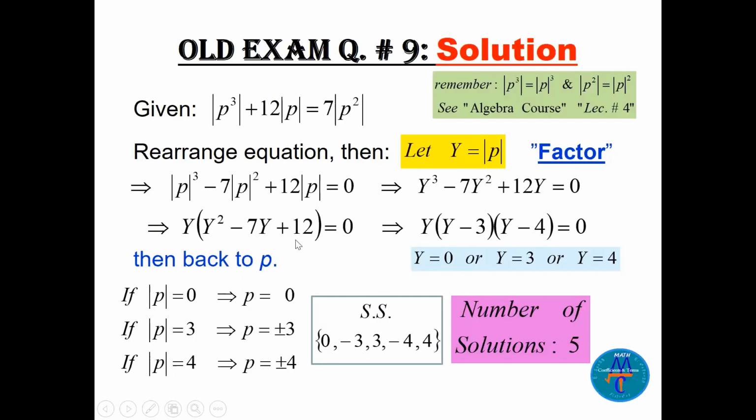Back to p. Remember, we have to find p, not only Y. So absolute value of p is equal to 0, only one solution there. If this 0 may be 7, then we have two solutions. Absolute value of p is equal to 3, p will be plus or minus 3. Absolute value of p is equal to 4, p is equal to plus or minus 4. So the solutions are 0, minus 3, 3, minus 4, and 4. Number of solutions is 5.